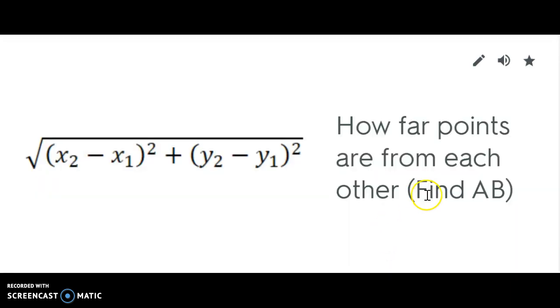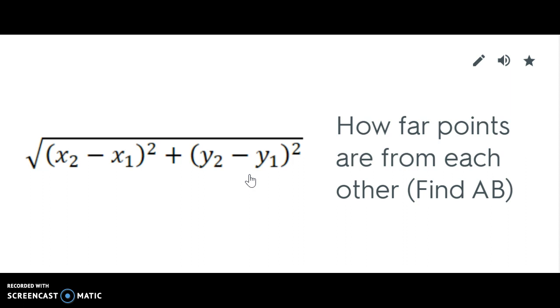The next vocabulary we have is actually a formula, and that's the distance formula. You may have seen the distance formula in Algebra 1 or even maybe middle school, but the distance formula is how far points are away from each other. So to find AB, if you notice, if it says something like find AB without a segment above, remember that's a number, so it's actually looking for a distance. And so this is the formula you'll use.